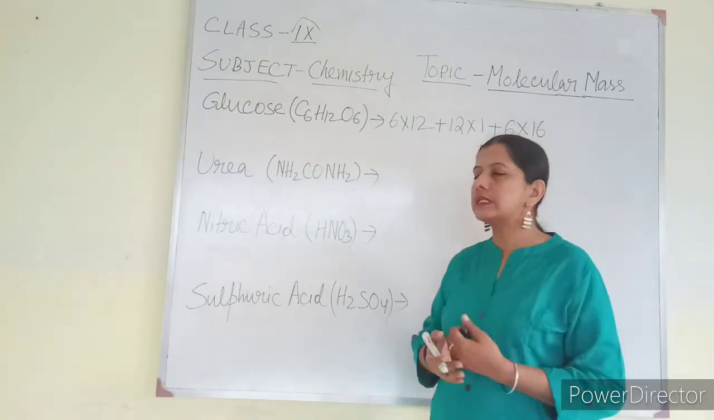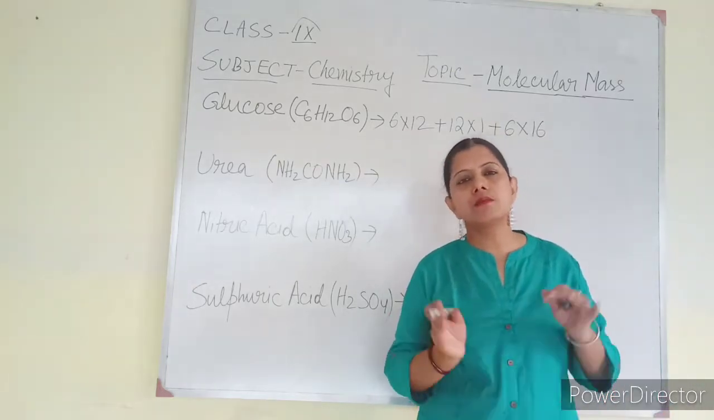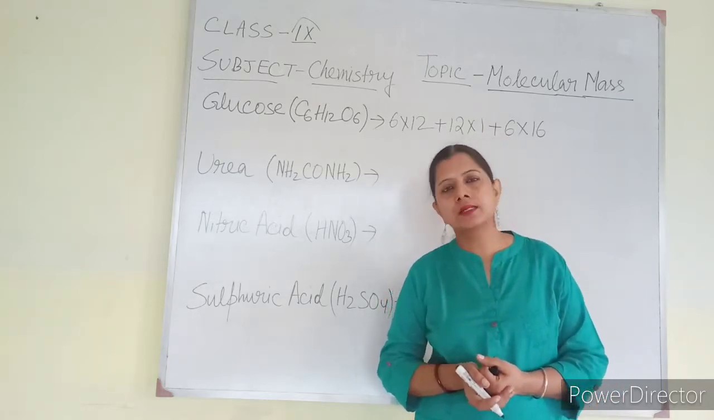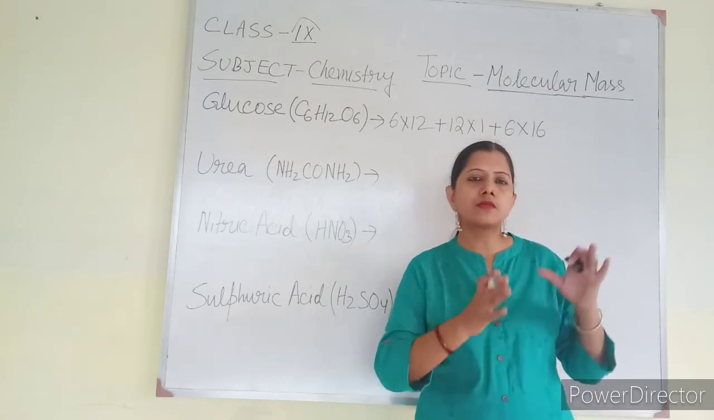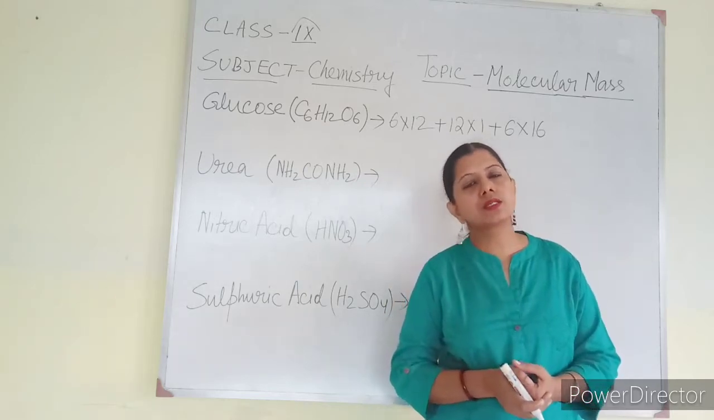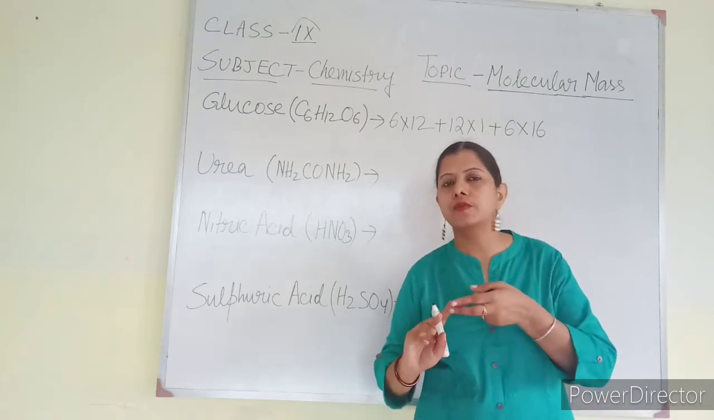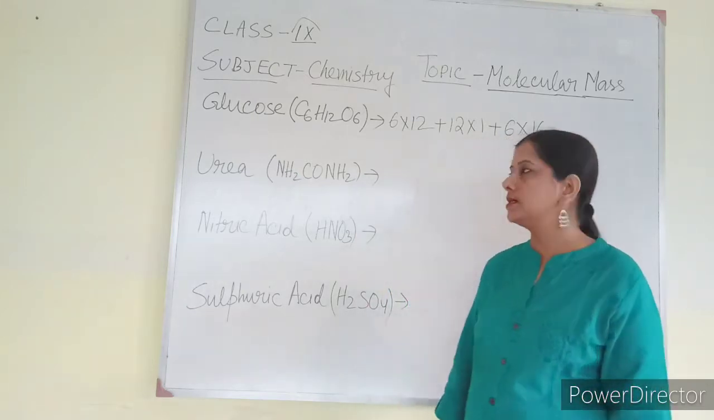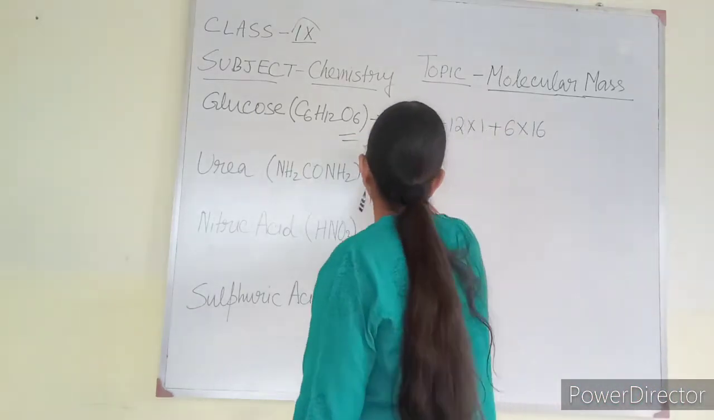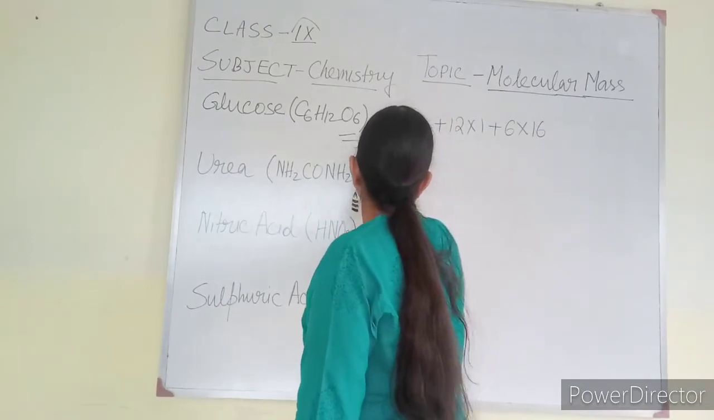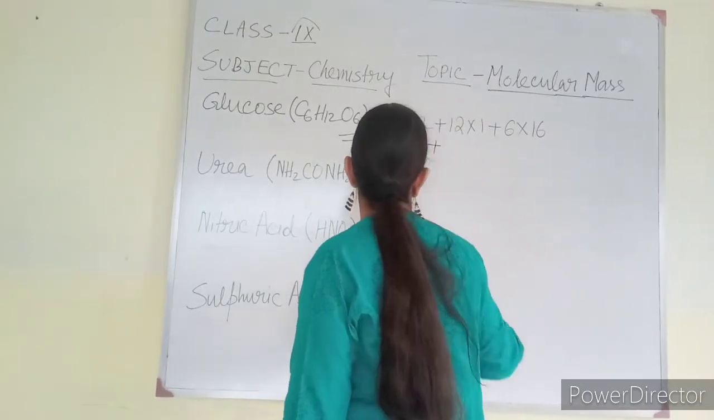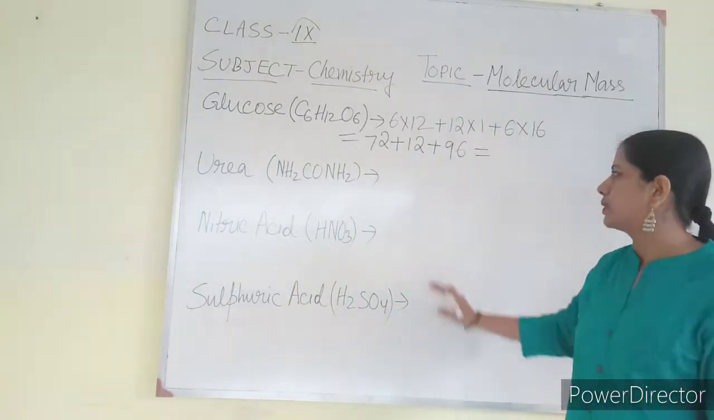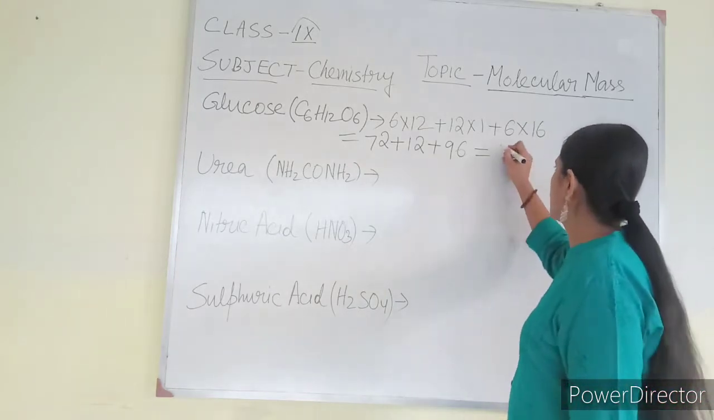So to do these sums, you actually have to memorize the masses of the common elements also. As I already told you earlier, the atomic numbers of elements from 1 to 20 and atomic masses from 1 to 40 should be at your fingertips. It should always be in your brain so that you can calculate easily. Now let us do the calculation. 72 plus 12 plus 96. So if you add, you are going to get 180.